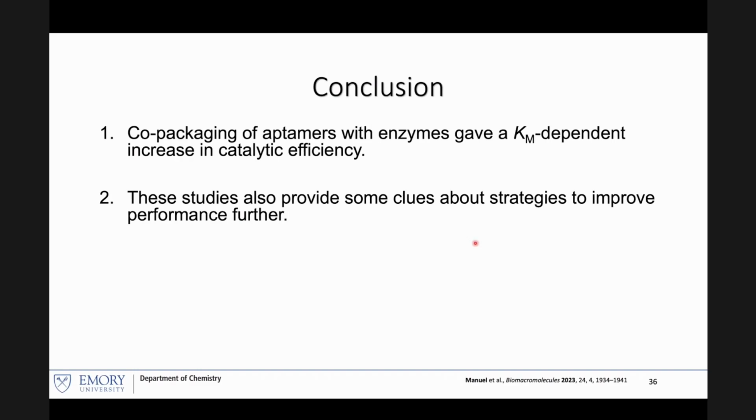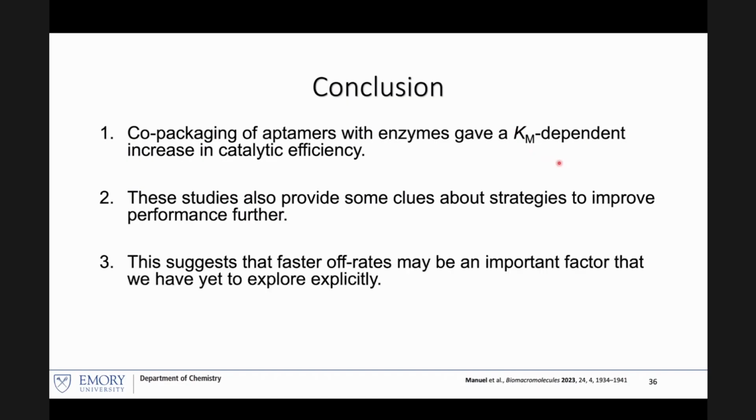These studies provide some clues about strategies to improve performance further. So we only got about like a 2.5-fold increase, which isn't super attractive in therapeutics. What the most attractive part is that we were able to do this Km dependent as much as possible. But it would be really great if people could try different encapsulants, right? And different affinity reagents and different maybe types of aptamers that could increase their performance even better while still keeping that Km dependence. This suggests that faster off rates may be an important factor that we have yet to explore explicitly. So off rates meaning when the aptamer releases the cocaine.